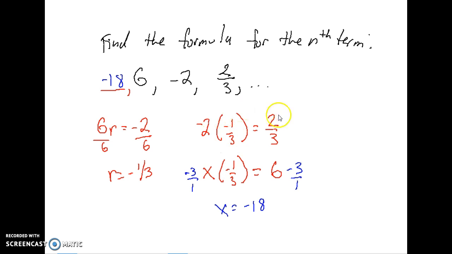So again, all those numbers can be used. So a formula that is going to work is a of n is equal to, let's just use our first term since we had it to begin with, negative 1/3 to the power of n minus 1.